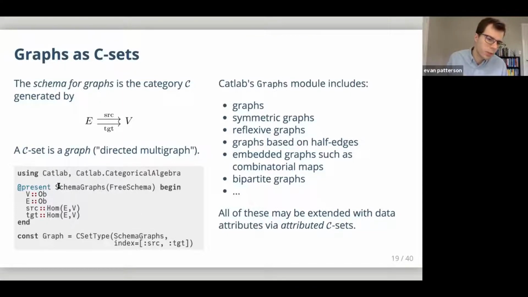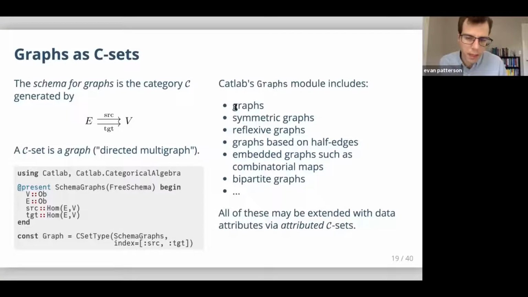So here we're presenting the schema for graphs as a finitely presented category, and then we're saying instantiate a type in Julia called graph for this schema and index the source and target morphisms. And then boom, you have a performant data structure for graphs. And so using this scheme, CatLab provides a graphs model that includes all sorts of graphs, both familiar and possibly unfamiliar.